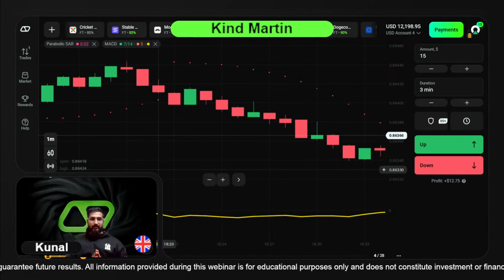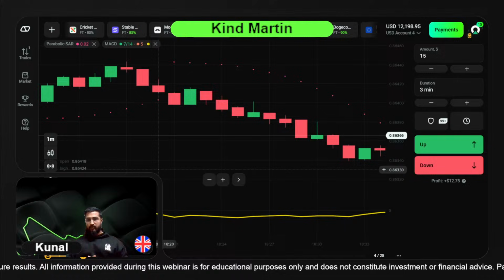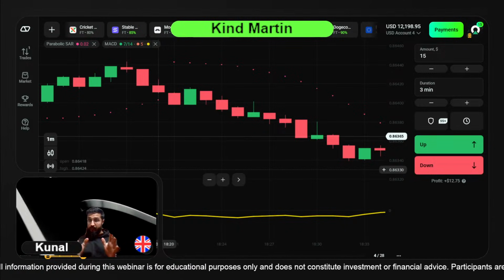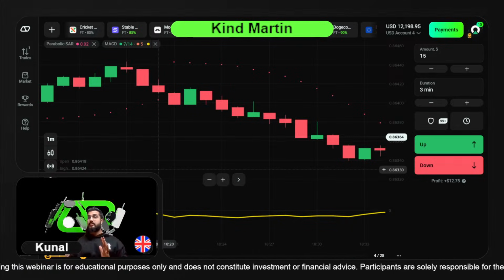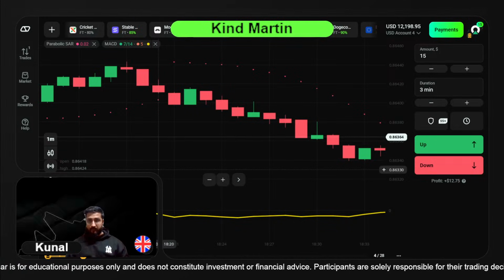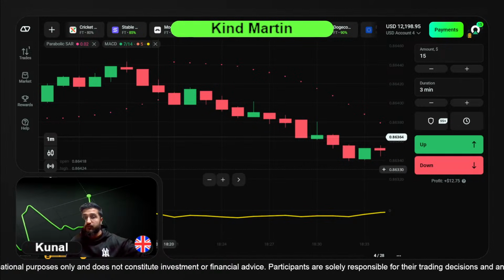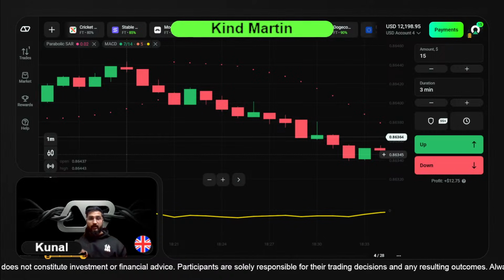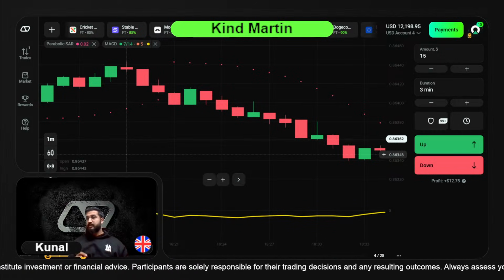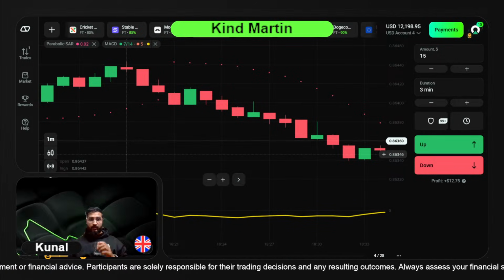Just learn the strategy first, and after that you can use the strategy on your own. And of course, these are just technical tools based on mathematical calculations, so there are no strategies which promise 100% accuracy. Considering that, if you are learning anything today, make sure you practice it on your demo account, and then you should take it to your live account.